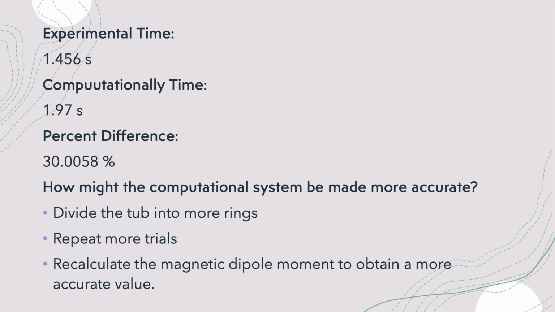How might the computational model be made more accurate? First, divide the tube into more rings. Second, repeat more trials. Last, recalculate the magnetic dipole moment to obtain a more accurate value.